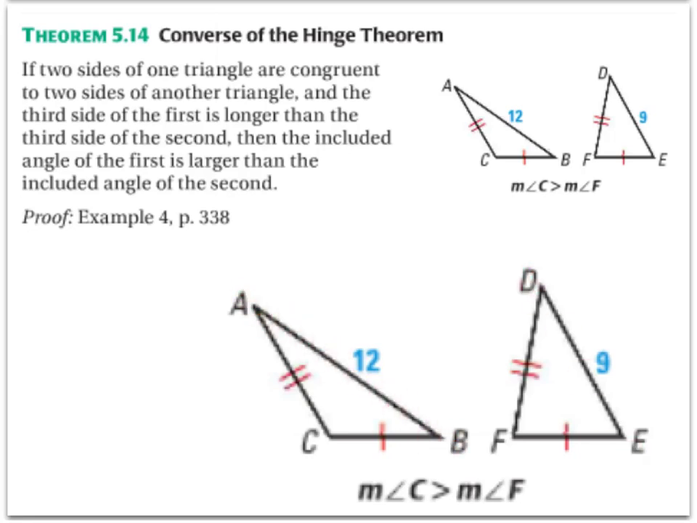And what this one says is that, well, the smaller side and the larger side, the smaller side is going to have the smaller angle related, and the larger side is going to have the larger angle. So the measure of angle C should be larger than the measure of angle F, since side AB, the side opposite angle C, is larger than side DE, the side opposite angle F.